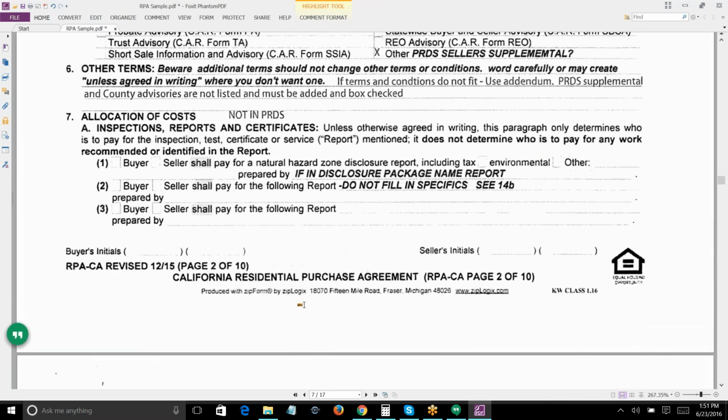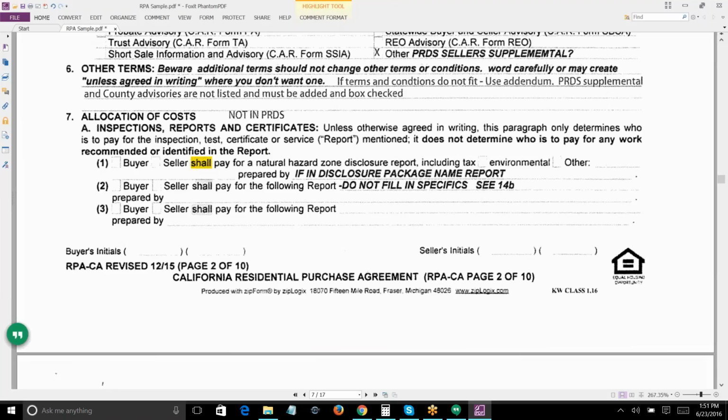Allocation of costs. So it says seller shall pay. If it's in the disclosure package, you can actually name it. My default setting is if it's in the disclosure package, I just leave it blank. So the natural hazard disclosure, if the seller hasn't given you one, if it's not part of the listing package, then you want to mark seller shall pay for one.